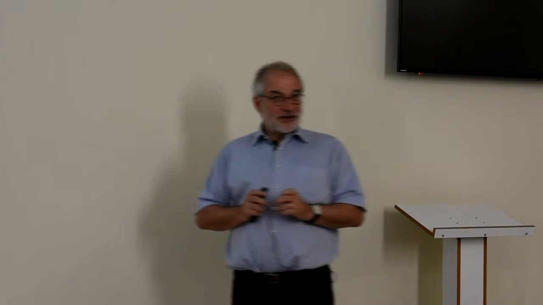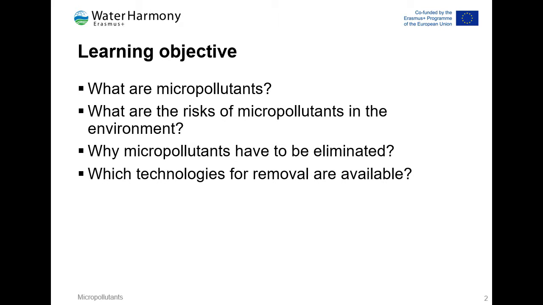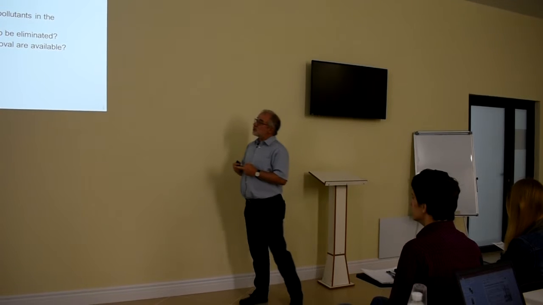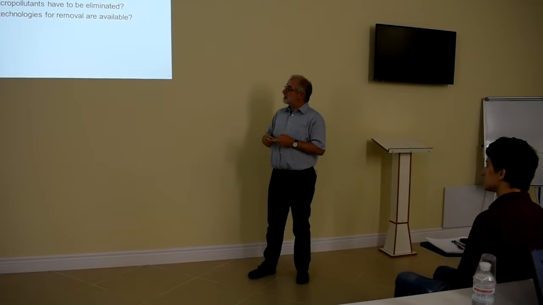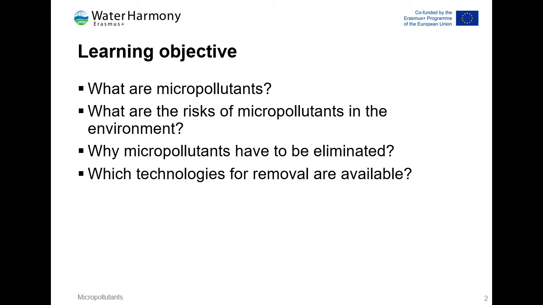So it's very difficult to say what the micropollutants are, but we will have a look at it. And then we will look at the risks of micropollutants in the environment. There are many things we have observed. I'll give only a very brief example. And then the question, which is the result from it: why micropollutants have to be eliminated, and which technologies we have at the moment to remove these micropollutants.